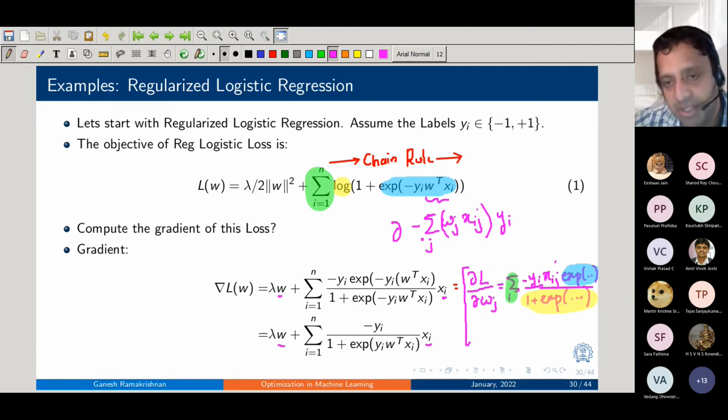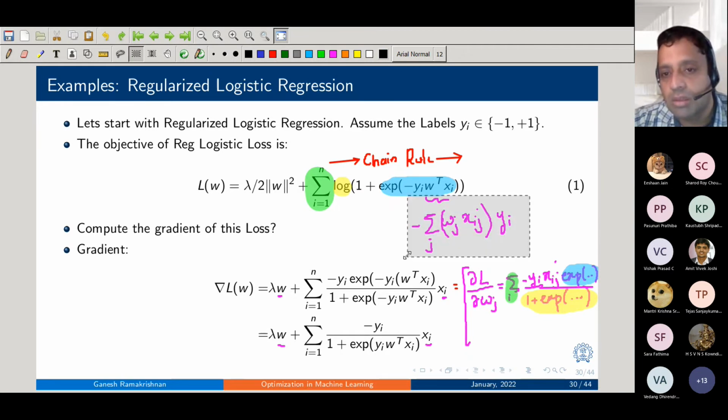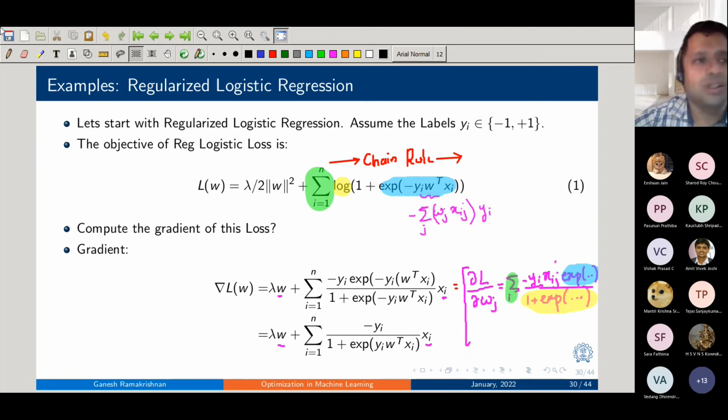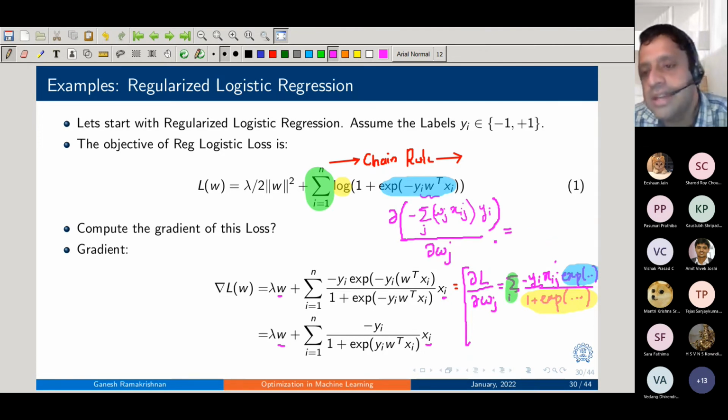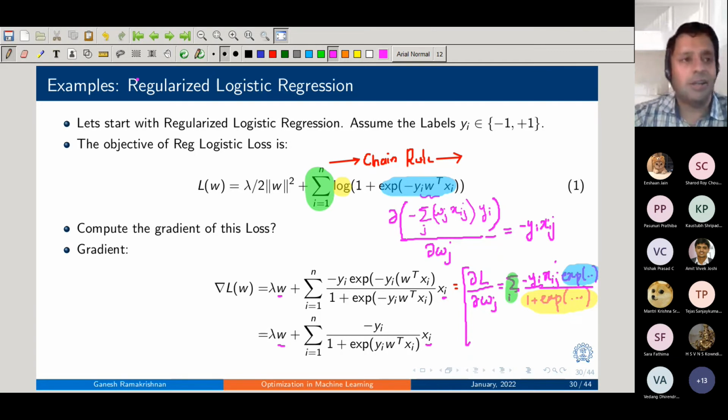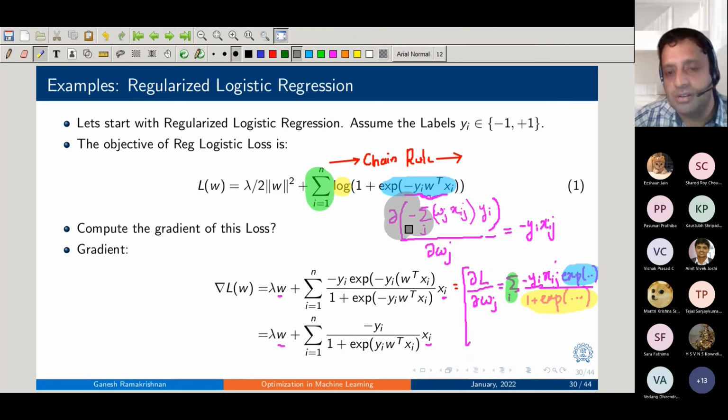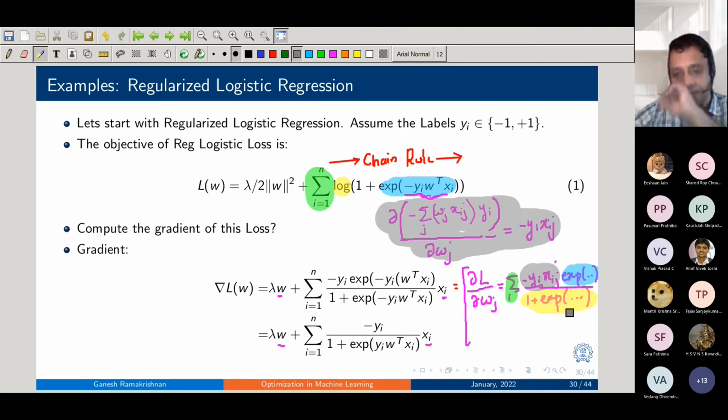So let me write down the partial derivative. The partial derivative of this entire summation with respect to wj is exactly this minus yi xij. Okay, the part here inside in pink. And that is the part we have written out here. This part has led to what remains here. Is this clear now?